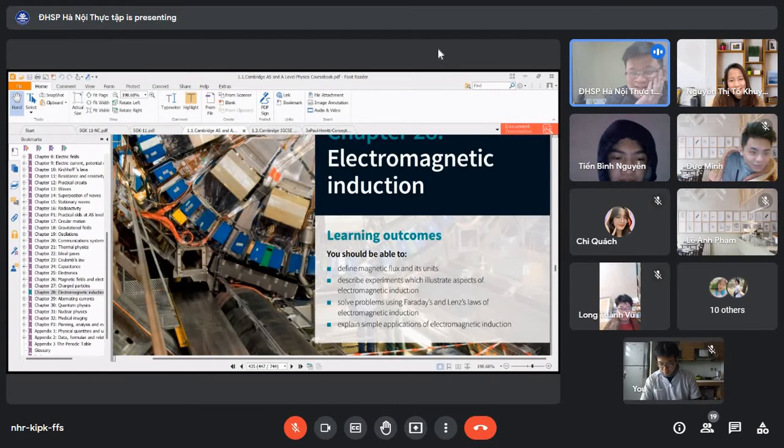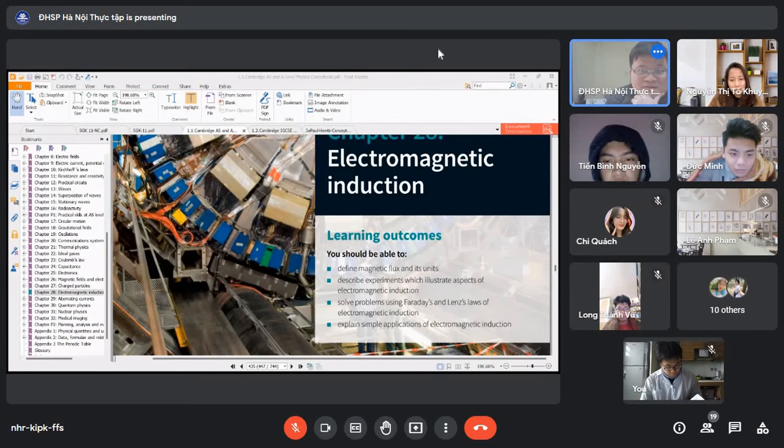Now I say, now compare the Faraday law and the Lenz law, meaning you need to show the similarity and also the differences. Because you seem very passive, so I should assign the name. Hoàng Linh, can you please compare the Faraday and Lenz law?